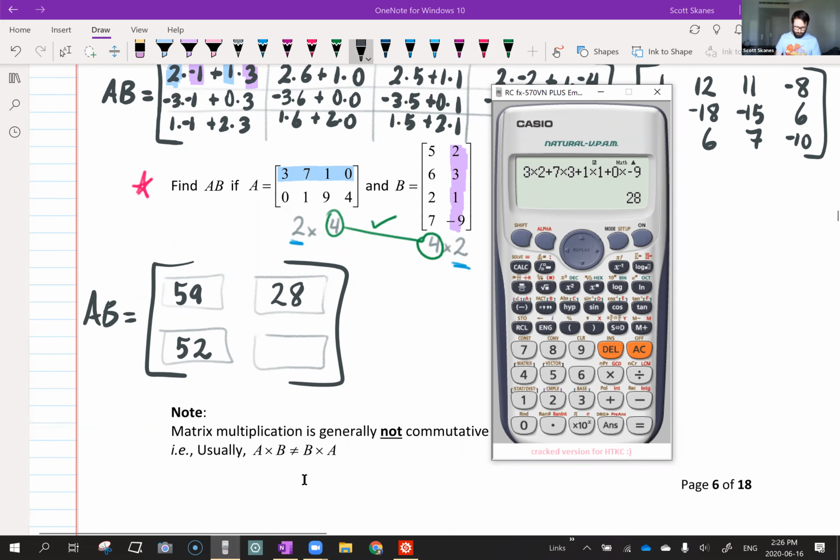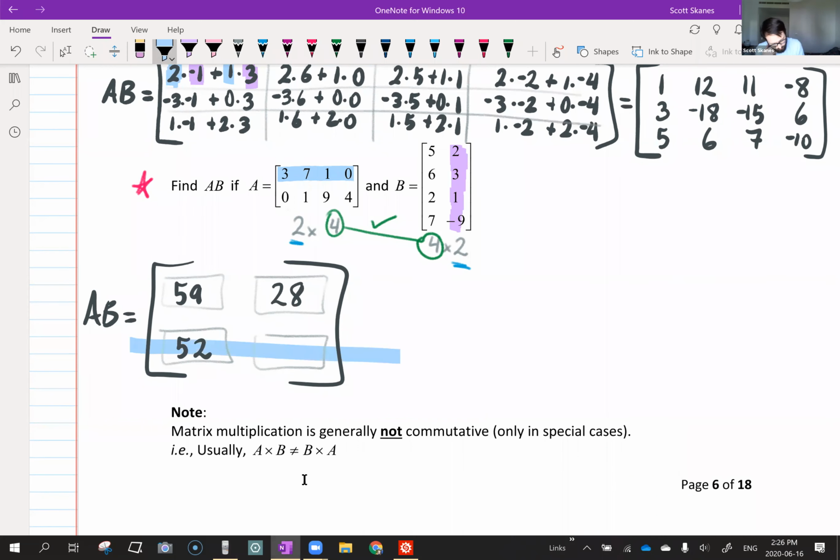And finally, I need my second row. I want second row, second column. I need to take the second row of my first one and multiply it by the second column of my second matrix. And then I'll have what I need. Ooh, negative 24. So you beat me to it.